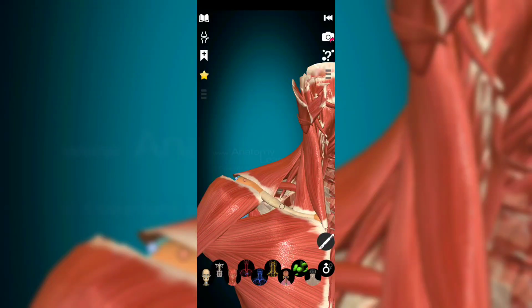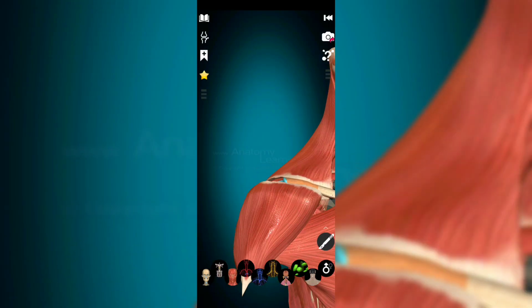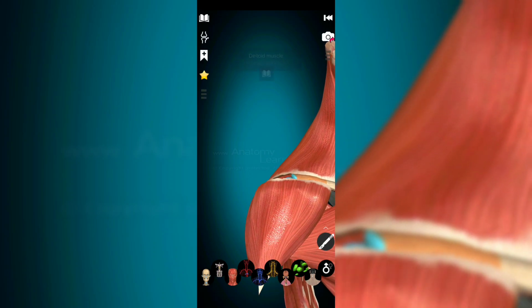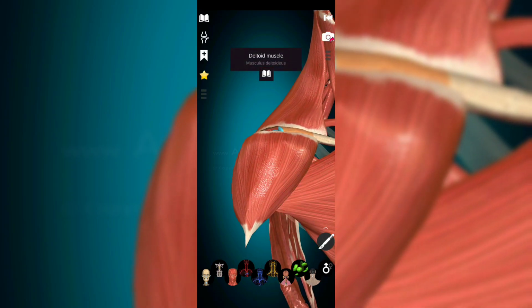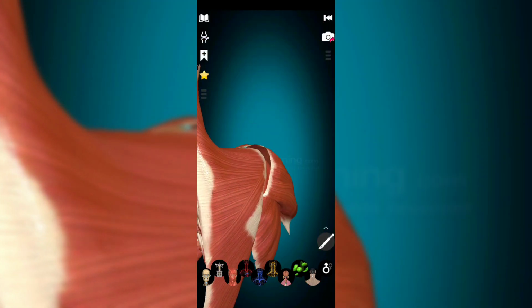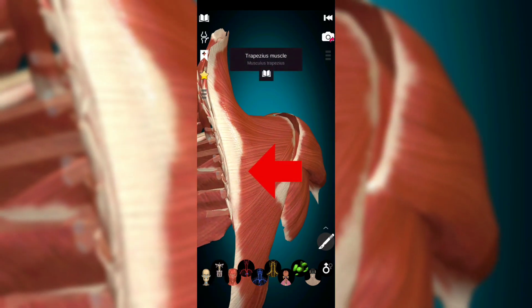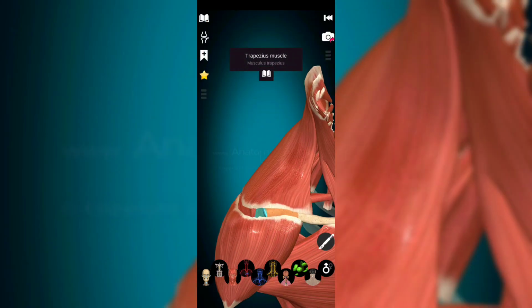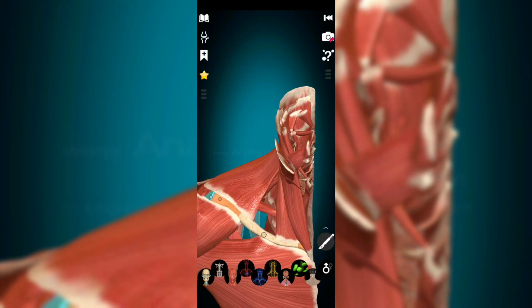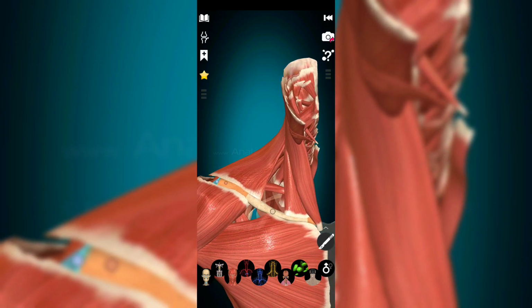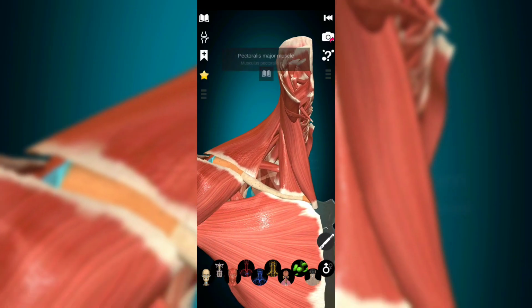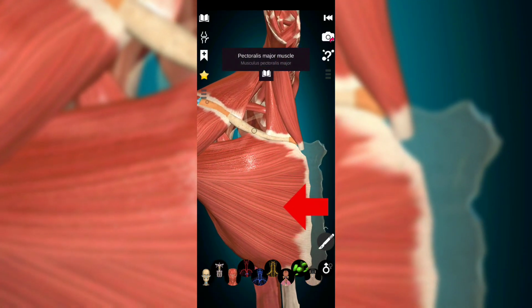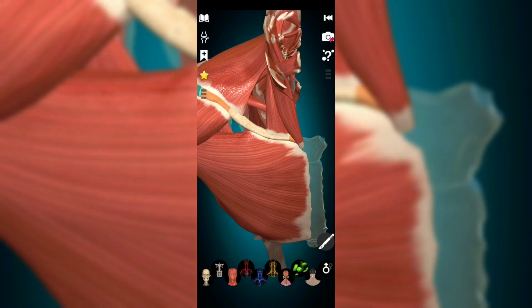Lateral 1/3 of the shaft. The anterior border gives origin to the deltoid muscle. The posterior border provides insertion to the trapezius muscle. Medial 2/3 of the shaft. Most of the anterior surface gives origin to the pectoralis major muscle. Half of the rough superior surface gives origin to the clavicular head of the sternocleidomastoid.